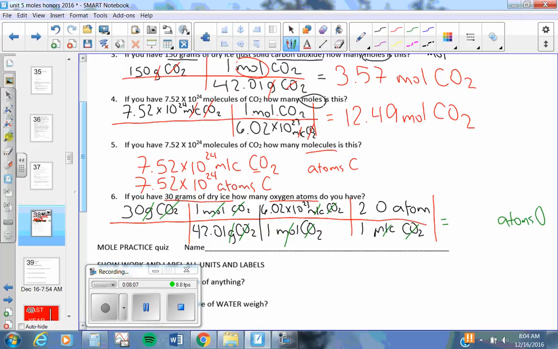We plug this into our calculator, and we find that is equal to 8.60 times 10 to the 23rd. So, when we're going through these problems, make sure we let our units lead, and then our numbers will follow through. Units are leading, labels are leading, then our numbers will follow through.